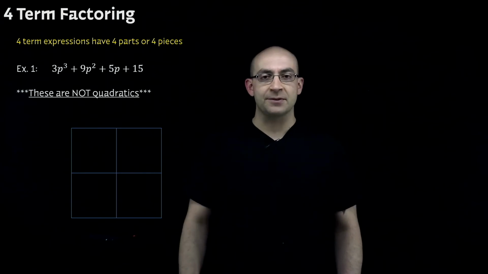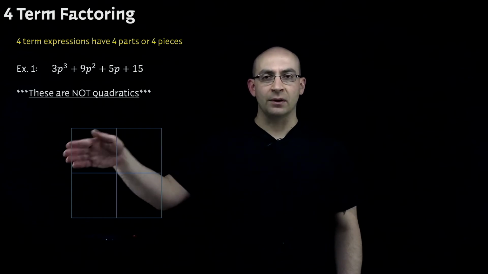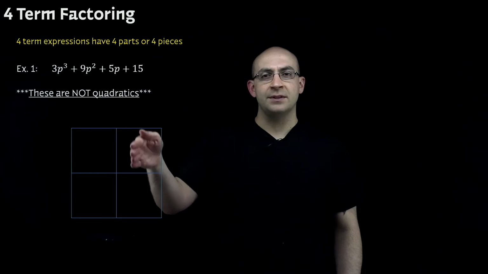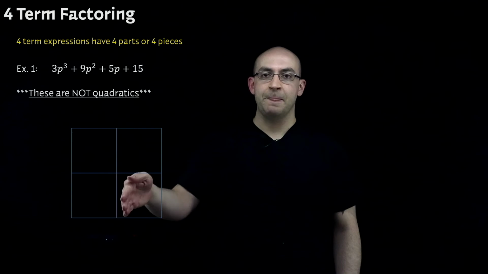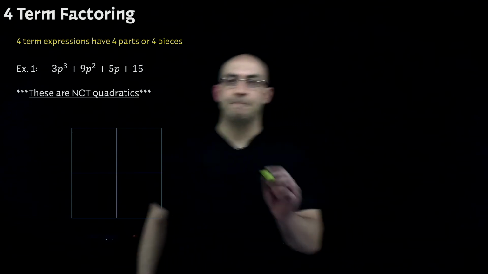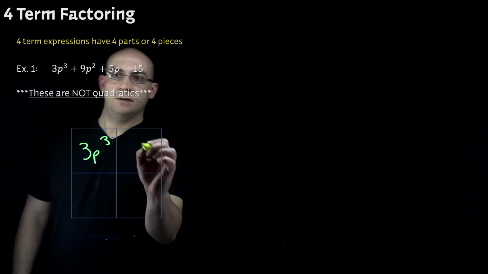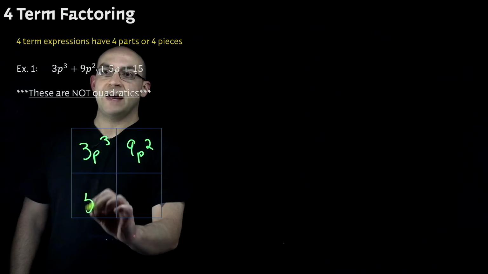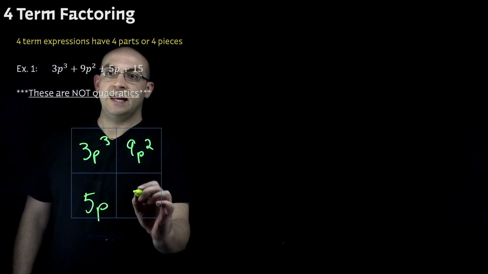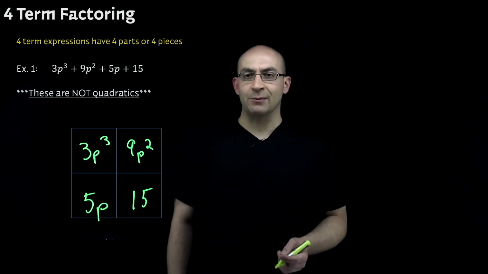Here's our trusty squares. What we want to do is fill in these squares in order. So the third power, second power, that's kind of the first power. It's just the value with p, and then the constant. So let's do that. 3p to the third, 9p squared, 5p, and 15. Notice how nothing's negative here. We're going to make it easy first time around.